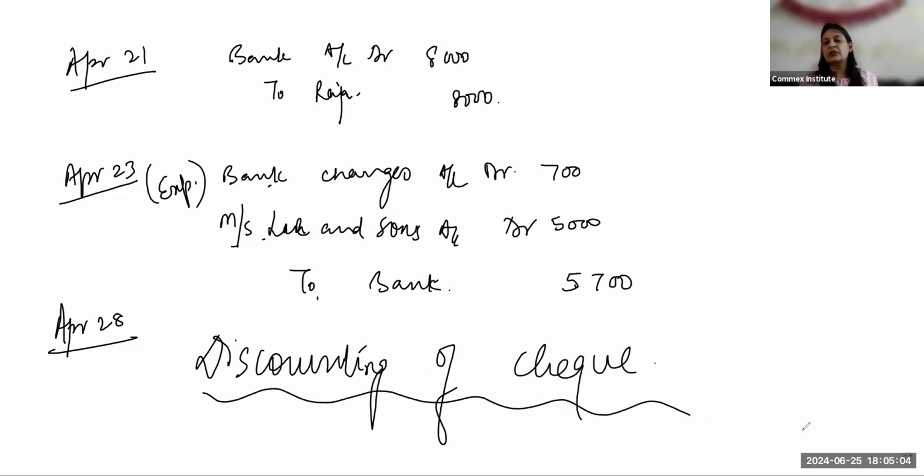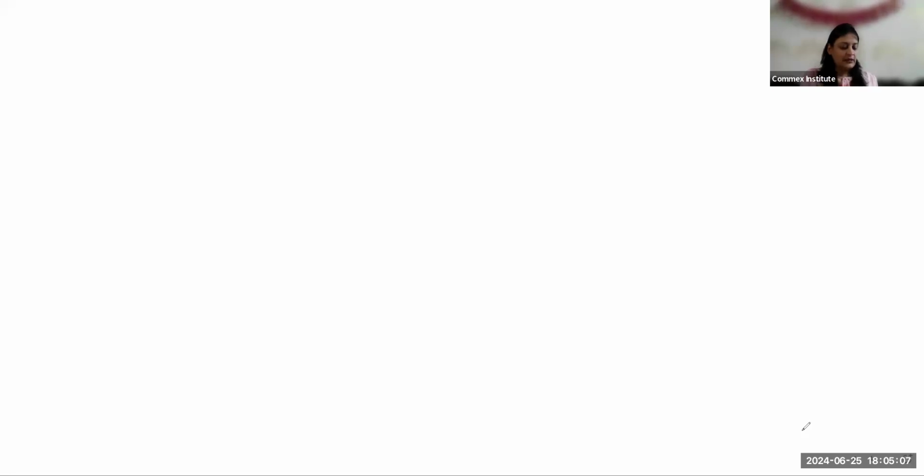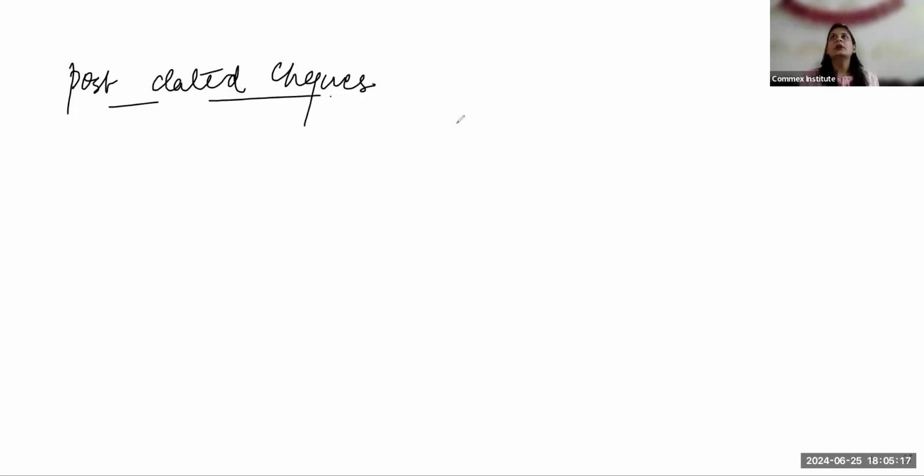What do you mean by discounting of a check? See, sometimes we get post-dated checks. Suppose I have a tenant, and he's paying me a monthly rent of say 50,000 per month. To make myself secure, I'll ask him to give me post-dated checks for a quarter. So he'll give me 3 checks of 50,000 each for 3 months.